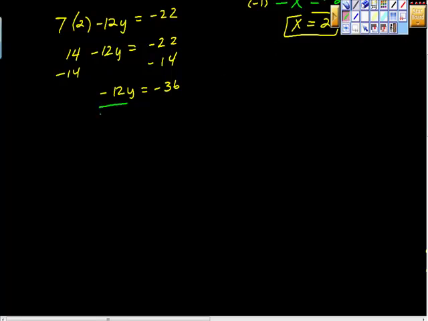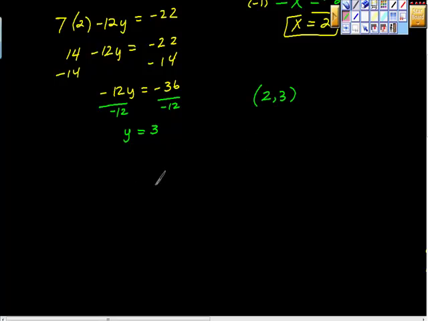Okay, dividing both sides by negative 12, and we get y equals 3. So it looks like our two lines meet at the point 2, 3. So the solution to our system of equations is the point 2, 3.